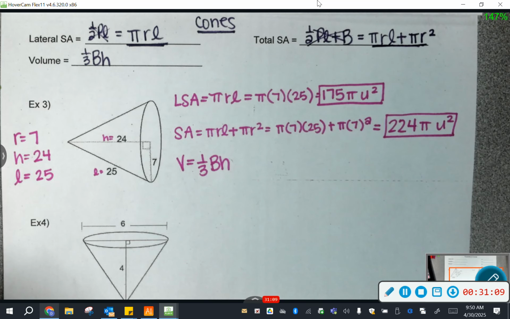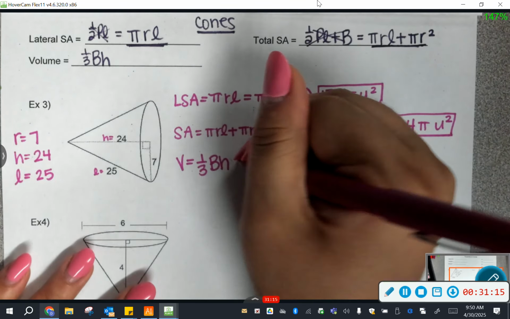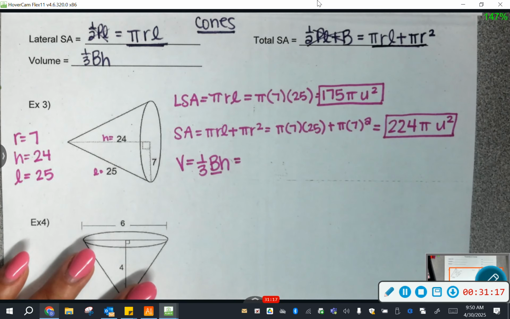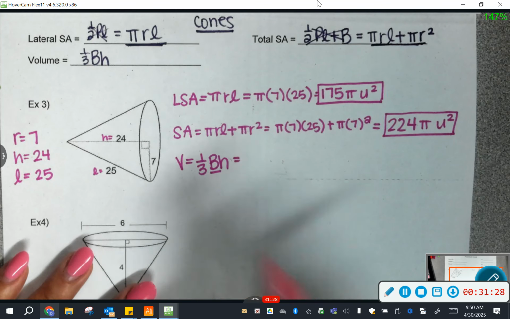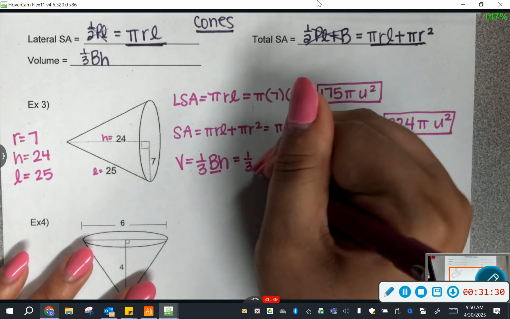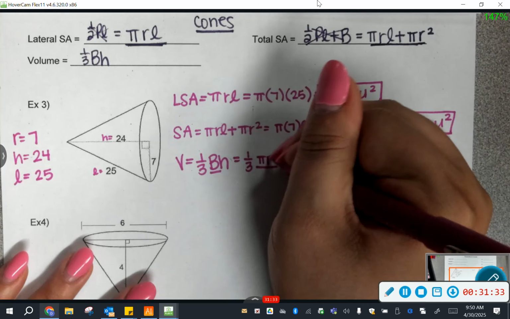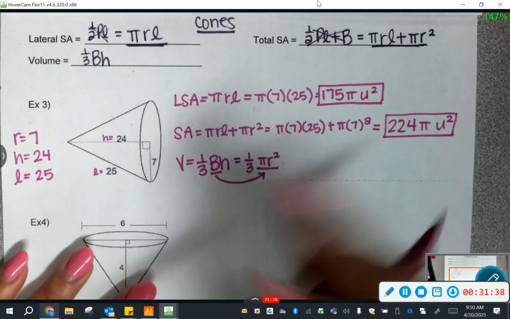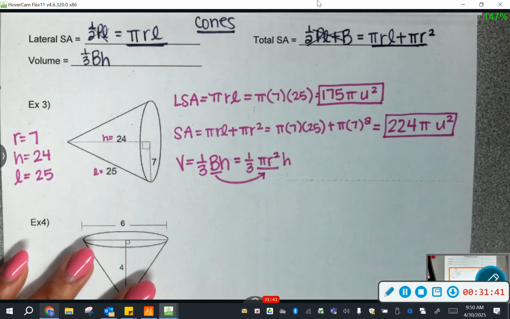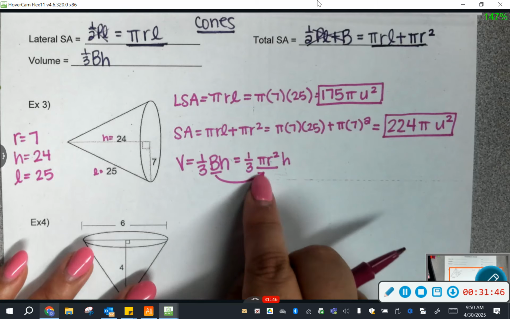Now, everybody look up, please. What is my base of a cone? Circle. Big B stands for the area of the base. What is the area of a circle? So instead of writing big B, I'm going to write pi R squared, because big B is pi R squared. And then I'm going to write H. Now, can you just plug in information? Yes. But you have to know that big B is pi R squared.